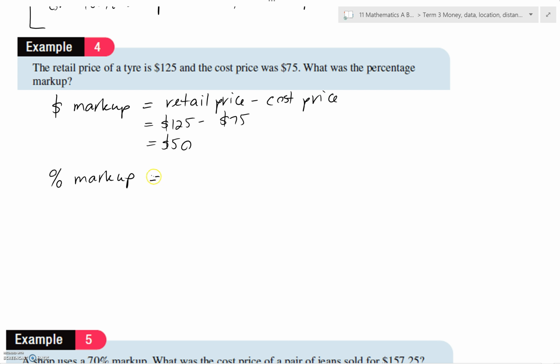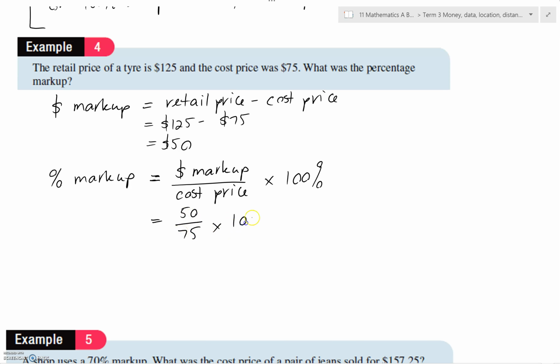So the percentage markup, which is just a reverse of what we did up above, is the dollars markup divided by the cost price. Oops, cost price. And we want it to be a percentage, so we're going to multiply that by 100%. So in this case, it's going to be $50 over 75 times that 100%, which is 66 2/3%.